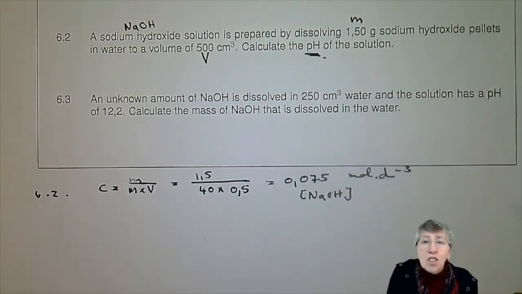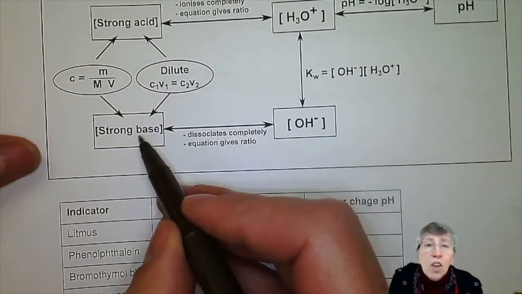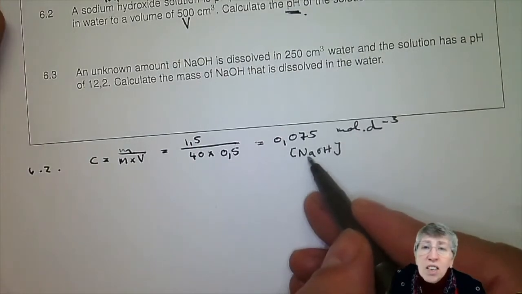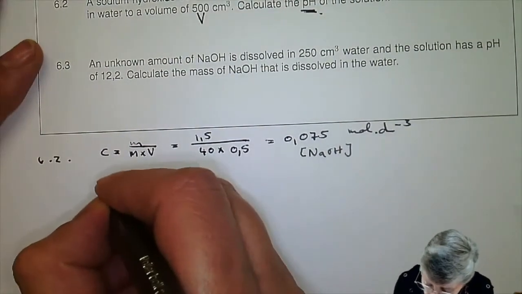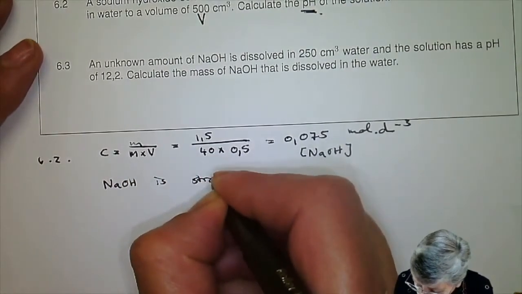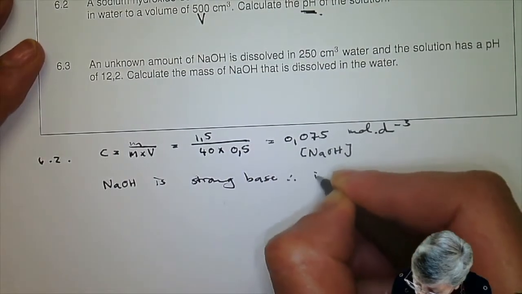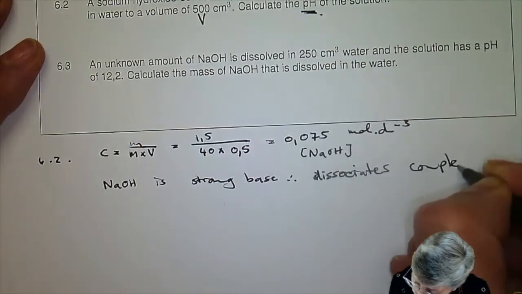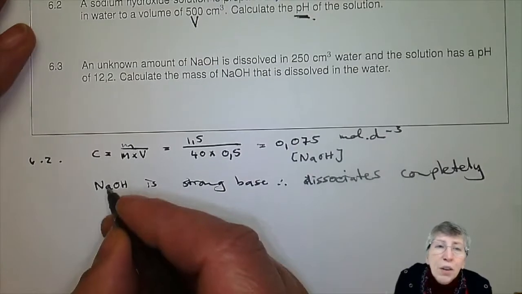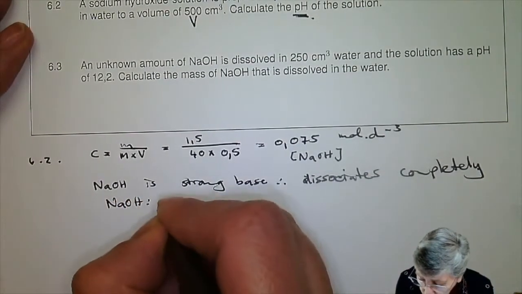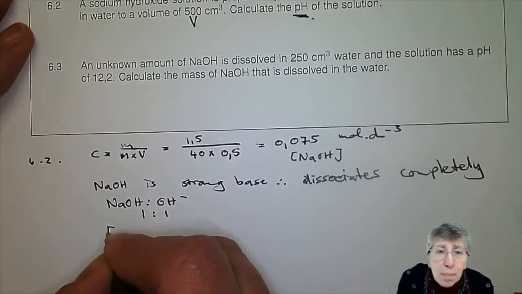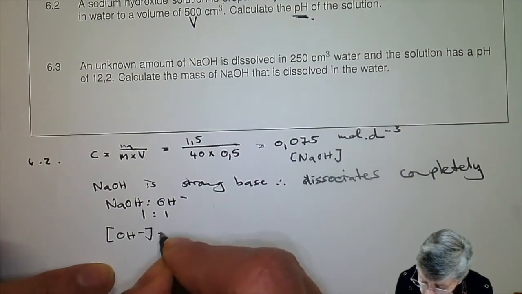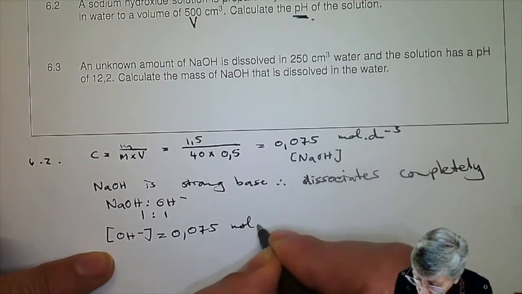Right, so I now have the concentration of my base, and it's a strong base. So what do I know? Strong base, it dissociates completely. And if I look at sodium hydroxide, every single sodium hydroxide molecule will give me one OH minus. So NaOH is a strong base, and that tells me it dissociates completely. Every single formula unit will react. And what do I know? Every NaOH will give me one OH minus. They're in the ratio 1:1. So immediately, if I have the NaOH and everyone is producing one OH, it means the OH minus concentration is the same. It's also 0.075 moles per cube decimeter.